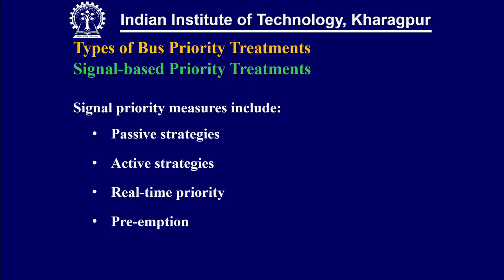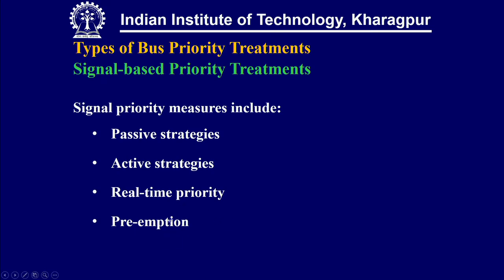Signal based priority is what? You try to modify signals, right? Signal means cycle, phase, green time, right? Some of these, one or more of these, you want to modify to give certain advantage or priority to buses over other vehicles. Now, signal based priority treatment could again be passive strategies, passive priority, could be active priority, could also be real time priority or preemption.